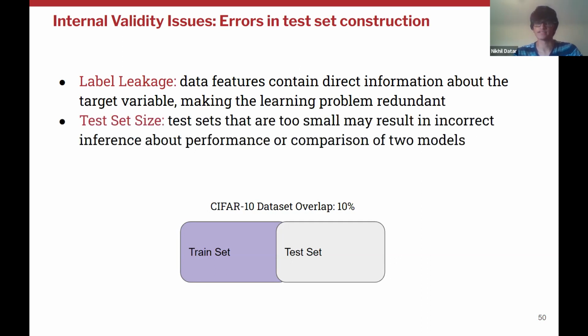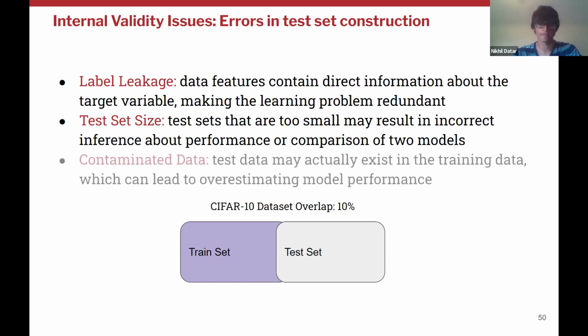It's also the issue of test set size. This is fairly easy to prevent, but if a test set size is too small, it can result in incorrect inference about performance, because really you want to have a decently sized test set to allow for inference when comparing two different models. Because if the test set size is too small, then one model can easily randomly perform better than the other.